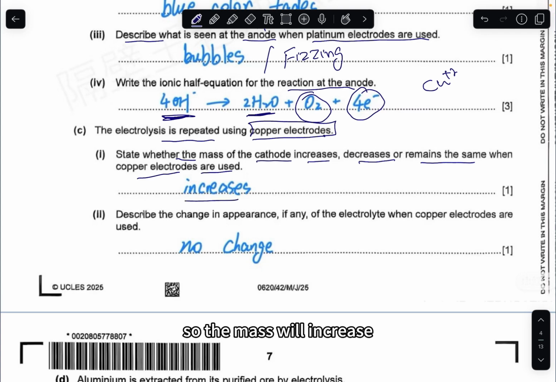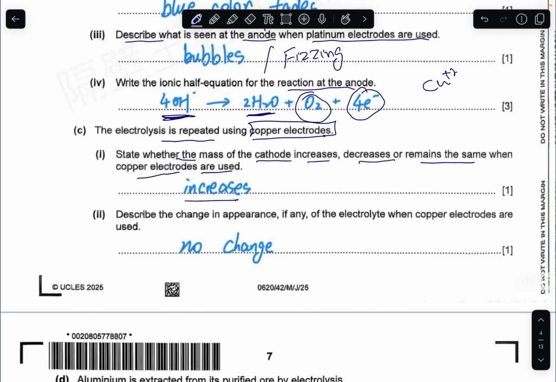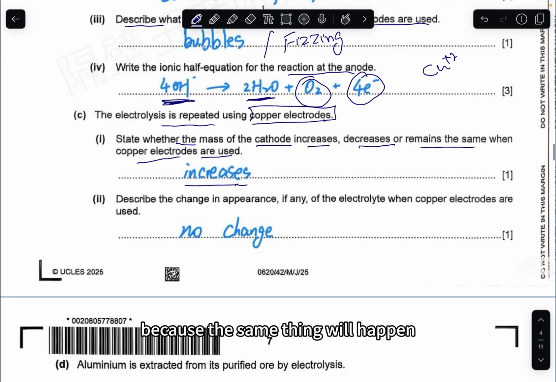So the mass will increase. The mass will increase if we're using the copper electrodes, because the same thing will happen. The copper will deposit on the cathode, so its mass will be increased.